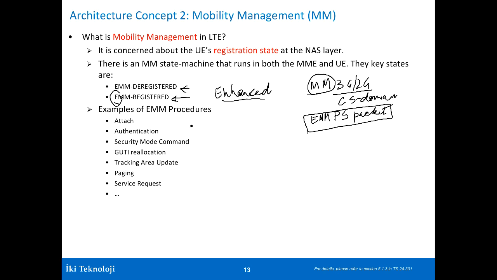Some examples of the EMM procedures are attach, authentication, security mode command, GUTI, which is your globally unique temporary identity, relocation, and tracking area update. We'll cover some of these in later slides, and they are all mobility management messages. One thing to keep in mind is the service request, which we will cover when we cover idle and connected states, and which is used to go from idle to connected. That means when the UE is not really communicating until it starts communicating.